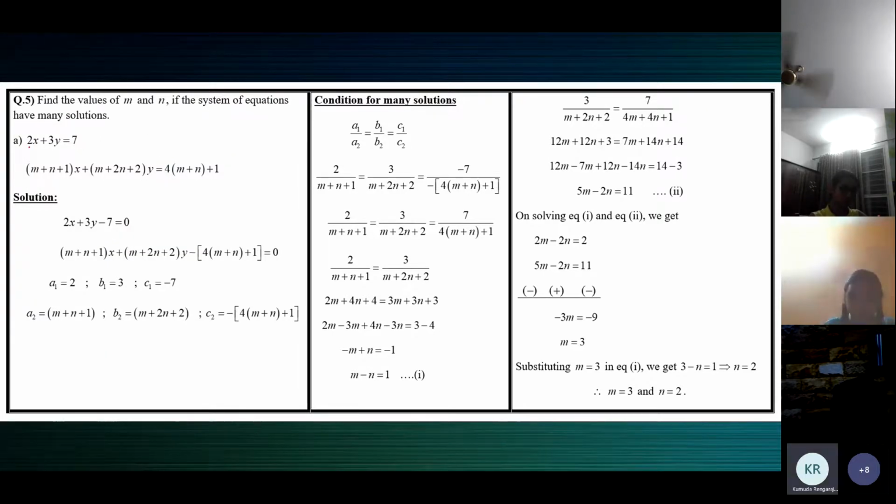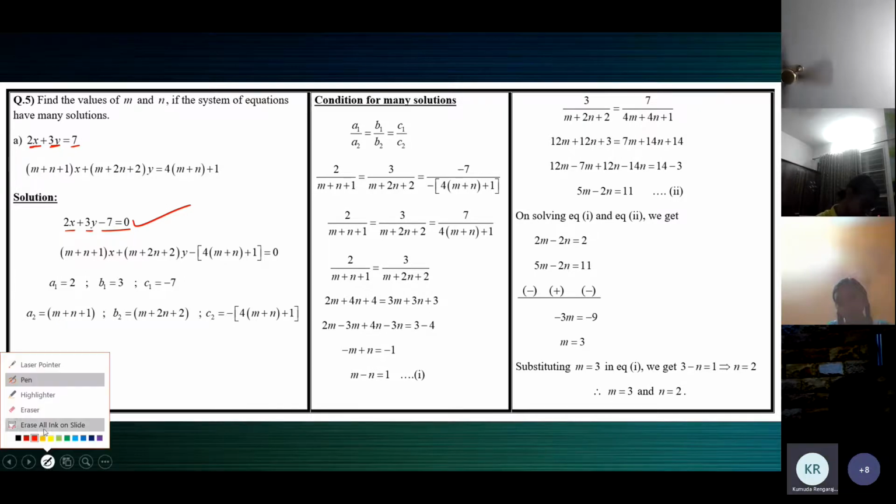See, this is the x term. 2x is the x term. 3y is the y term. 7 is a constant. So when 7 travels, it becomes 2x plus 3y minus 7 is equal to 0. That's about the first equation. The second equation.